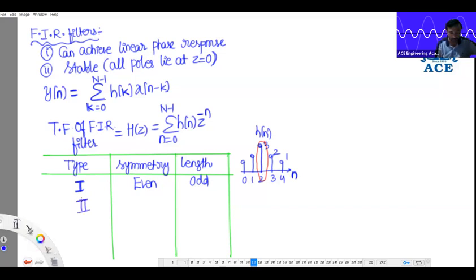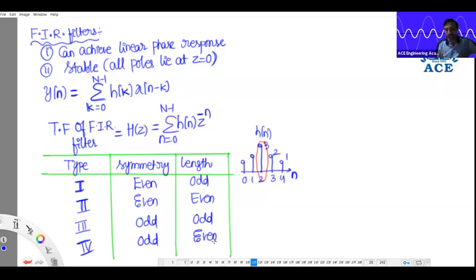Type 2 system means even symmetry with even number of samples. Type 3 system means odd symmetry with odd number of samples. Type 4 system means odd symmetry with even number of samples.